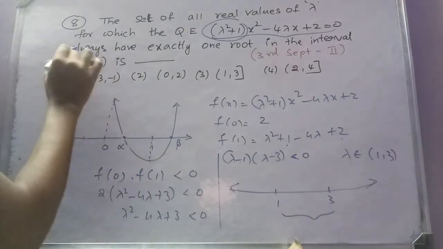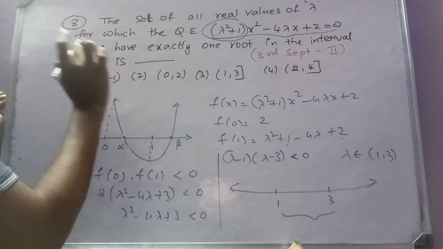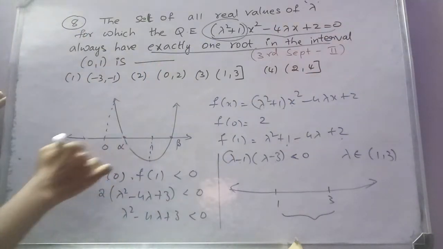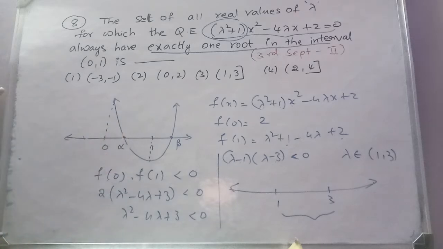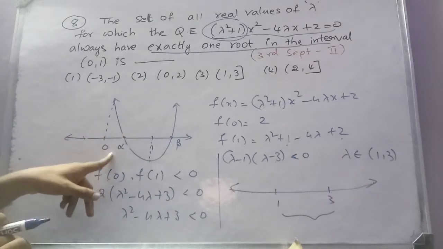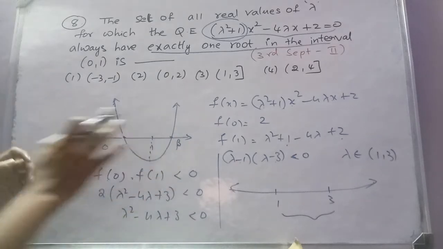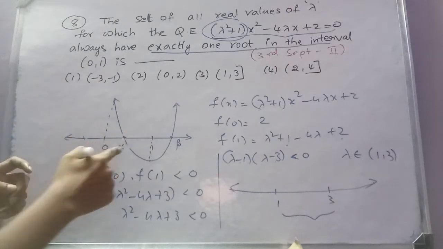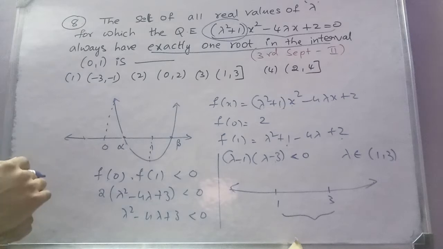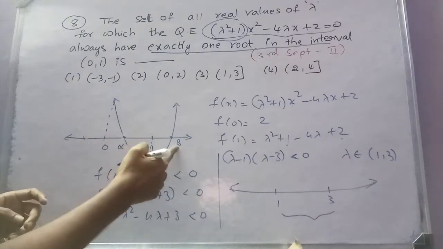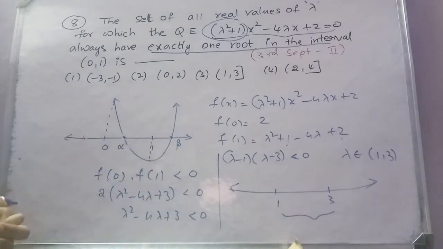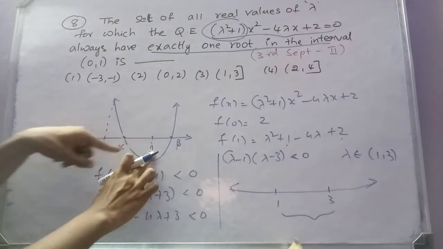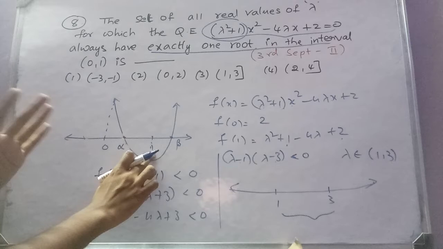Think again. He told that exactly one root is present inside the interval 0 and 1. So that means alpha must be between 0 and 1. And what about beta? Beta should not be between 0 and 1. That means, can I say that beta can be equal to 1? If beta is exactly equal to 1, it is not coming between 0 and 1, so no problem.